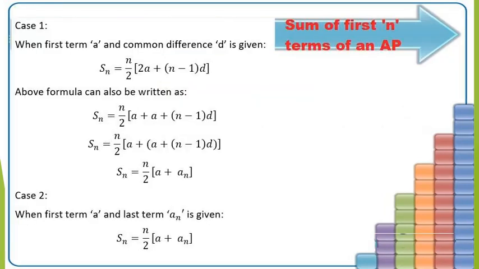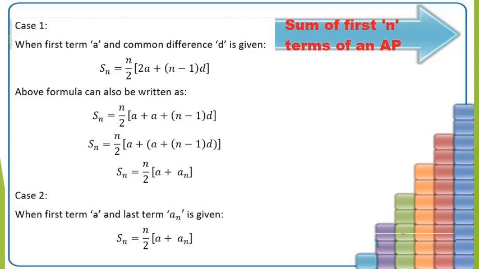Now, the next concept in the row is the sum of the first n terms of an AP. We need to find the sum of the first n terms of an AP. Here we will use two different formulas. Now, how do we find out which formula is suitable for finding the sum? So, case number 1: when the first term a and the common difference d are given, you will use Sn equals n by 2 times (2a plus (n minus 1) d).